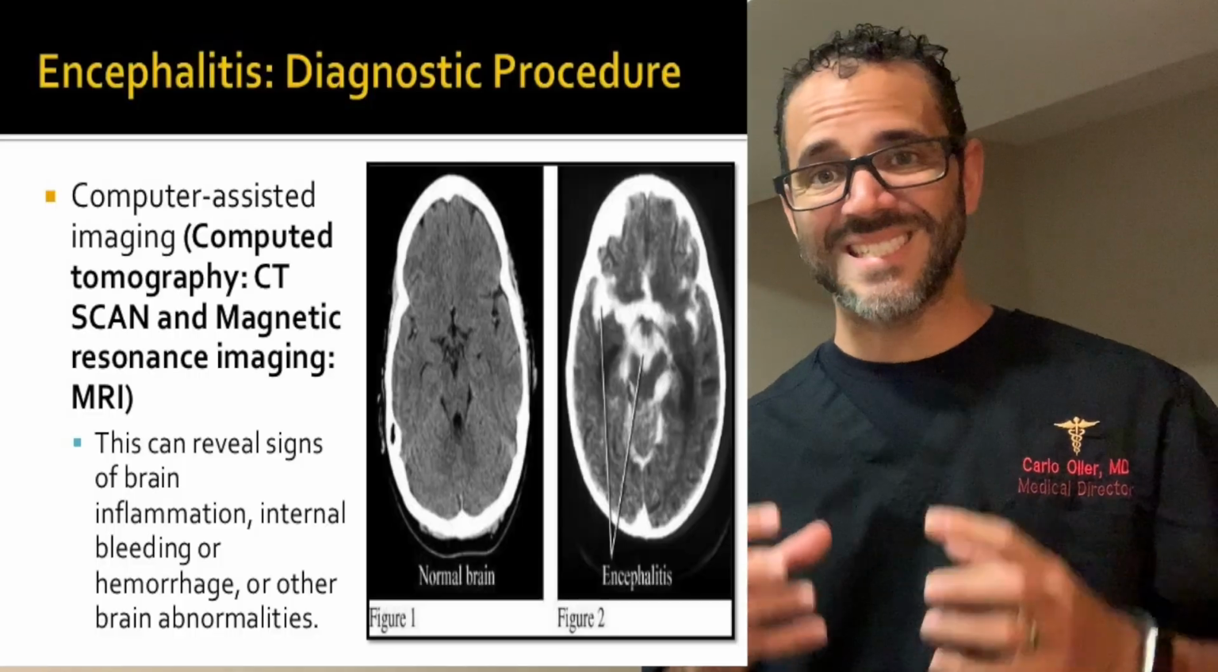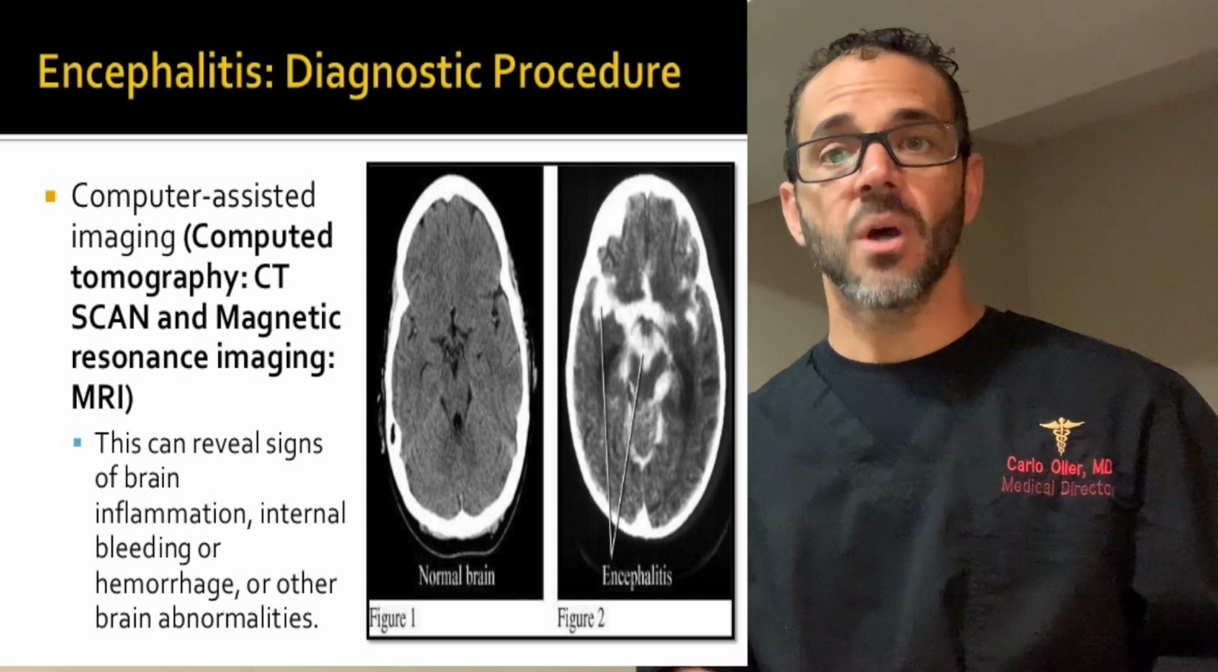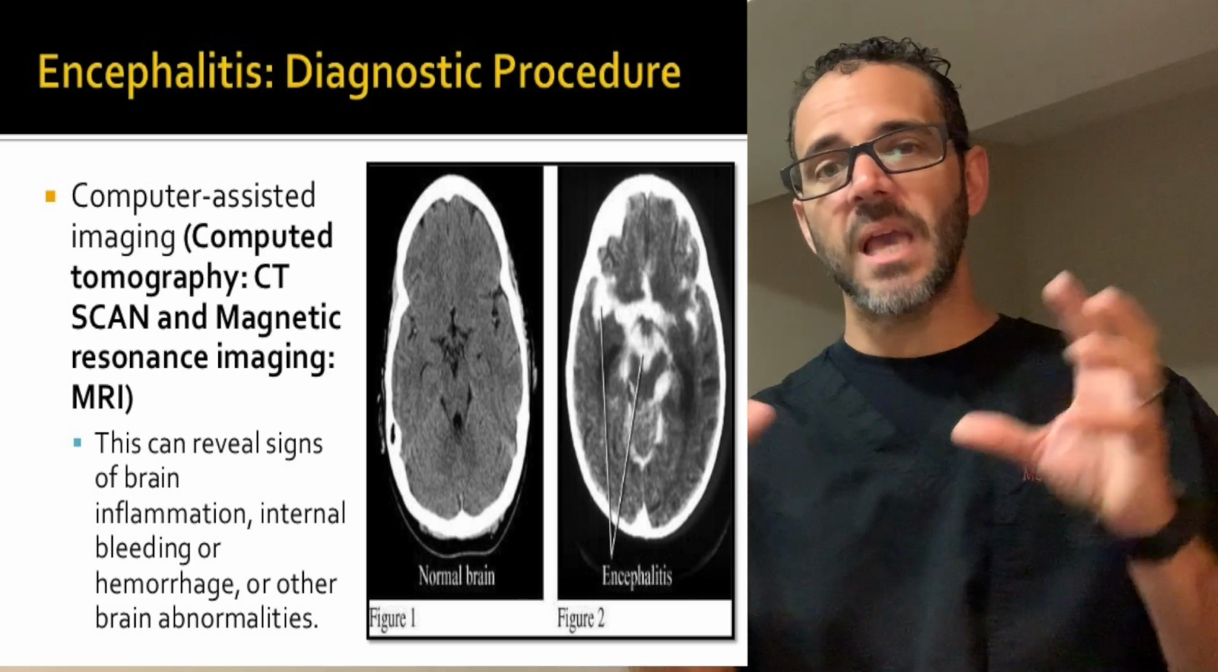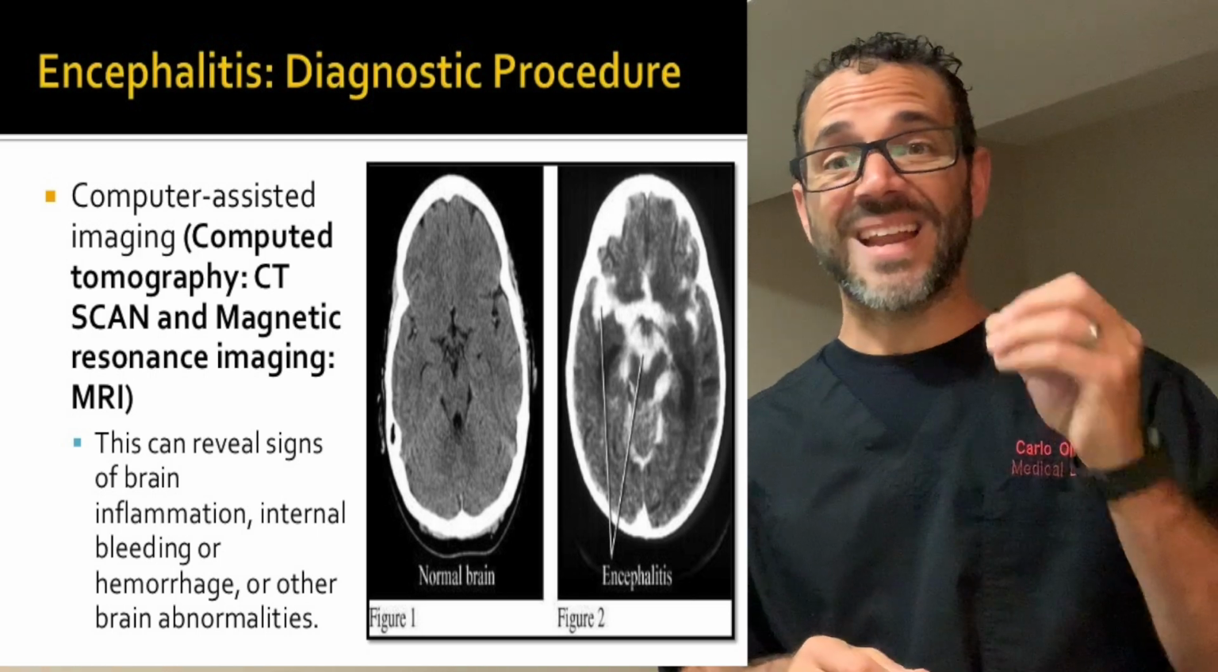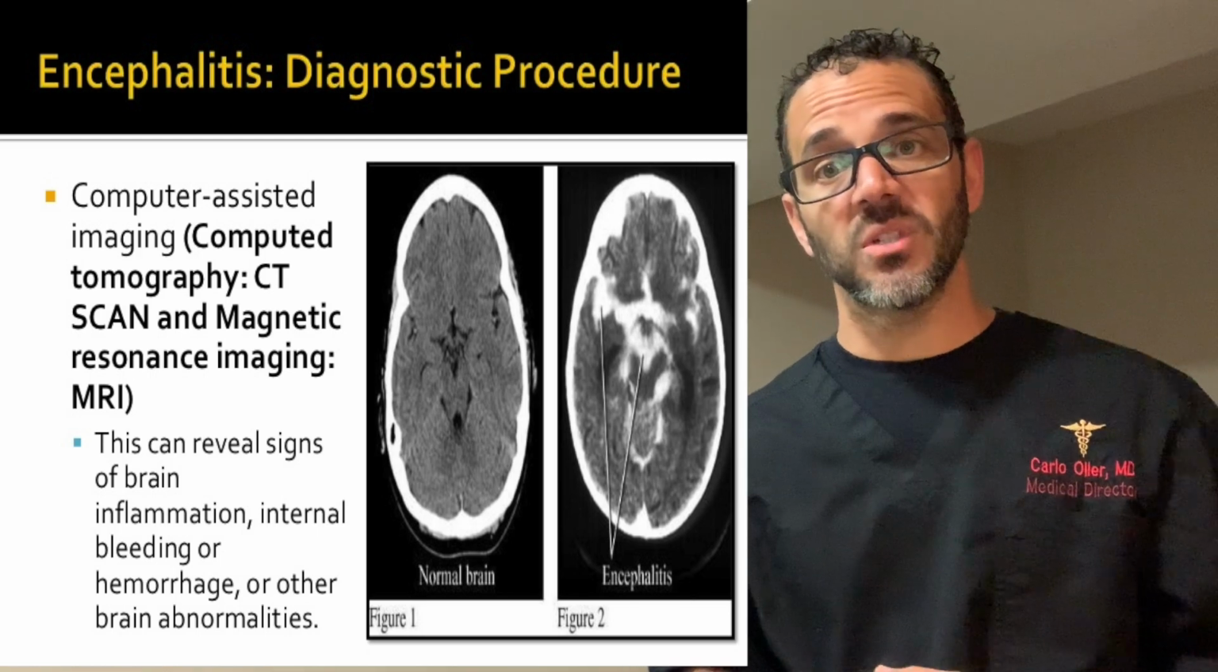brain. We're going to perform a CT scan, a computerized tomography, in which we could see evidence of swelling in the brain. But an MRI, a magnetic resonance imaging, will show far more detail, and you can see way more of the fire of this disease, the inflammation across the brain tissue.